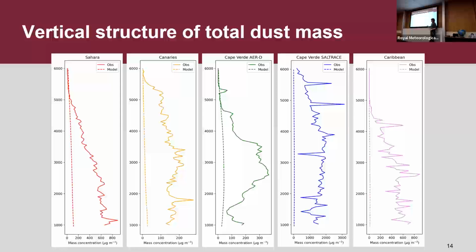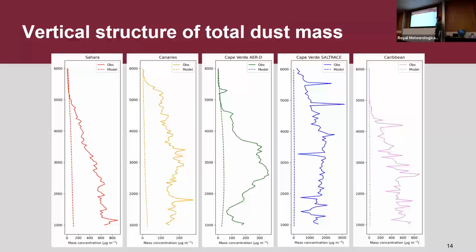So as I say, they've tuned it to get the AOD right, and then what happens is that you actually struggle a lot in other areas. So this is the vertical structure of the total dust mass. Starting from the left, we've got the Sahara, Canaries, two Cape Verdes with the two different campaigns, and then the Caribbean. Solid lines are observations, dashed line is the model. And you can see maybe it's struggling. Basically, all these lines are nearly flush with the 0 line.